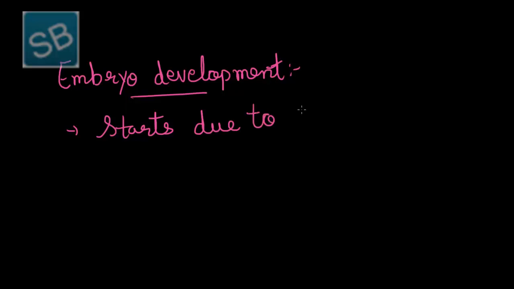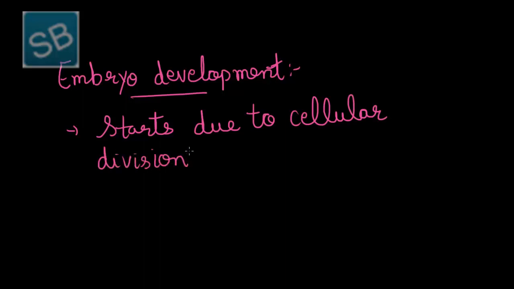Following endosperm development, there comes another post-fertilization event, that is embryo development. As discussed earlier, the development of embryo starts due to the cellular division of the zygote that is located near the micropylar end.